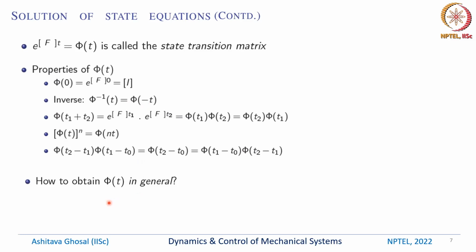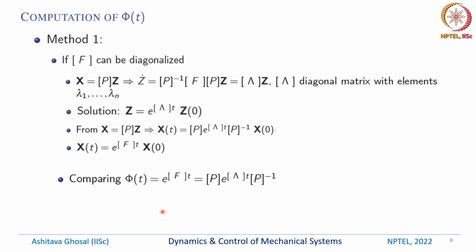So the question is how to obtain phi of t in general. I have showed you some examples where I said, okay, here is the solution. So the question is, where did I get it from? We need to look at what are the ways to obtain this exponential of a matrix or the state transition matrix. So let's look at some simple methods first.